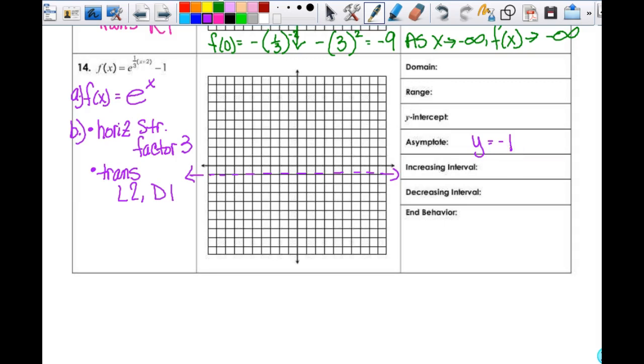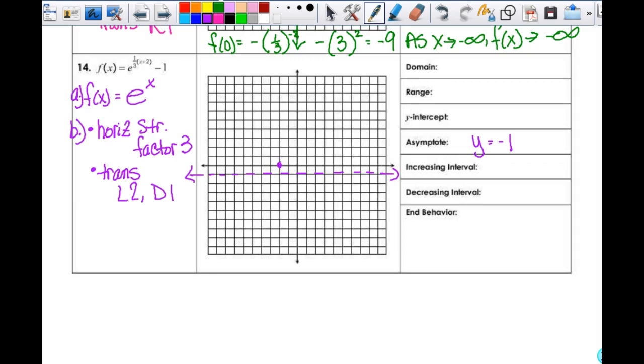Then I'm going to go plot my points. So I'm at 0, 1 to start with. Horizontal stretch by a factor of 3. That means I multiply the x value by 3. X is 0, so I go nowhere. Then I translate to the left 2 and down 1. I'm right here.